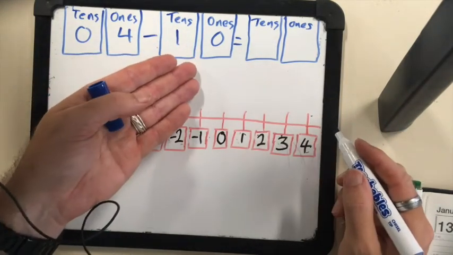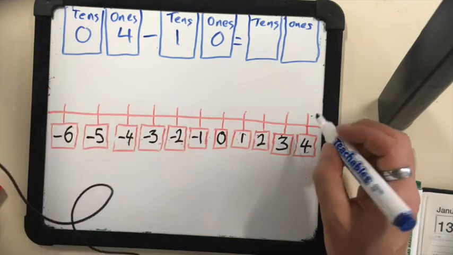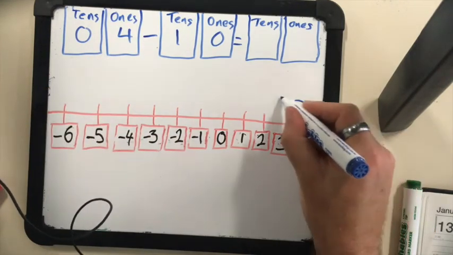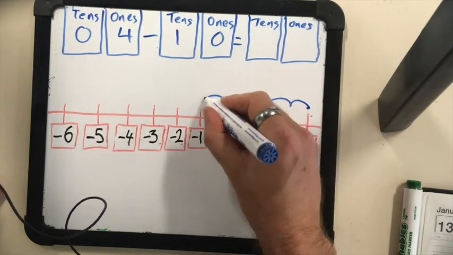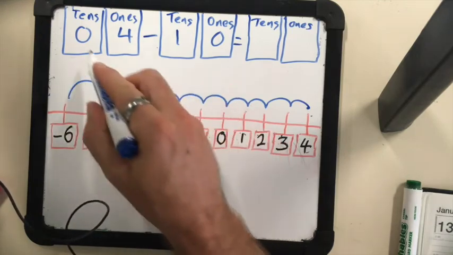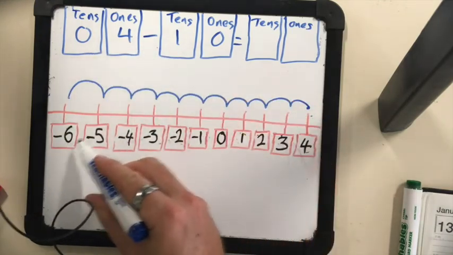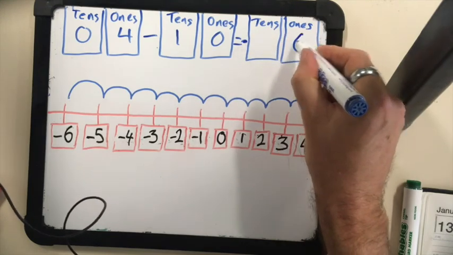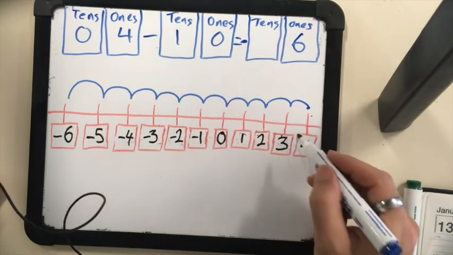So I'm going to move 10 places from 4. So here we go. I'm going to start here at 4, 1, 2, 3, 4, 5, 6, 7, 8, 9, 10. So 4 take away 10 is actually negative 6. It's not negative 4, it's negative 6.